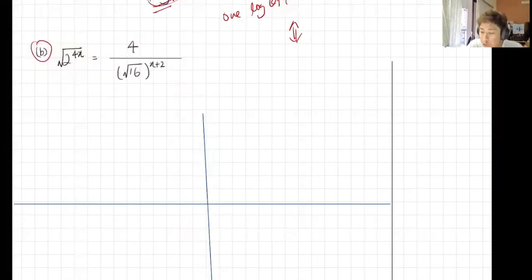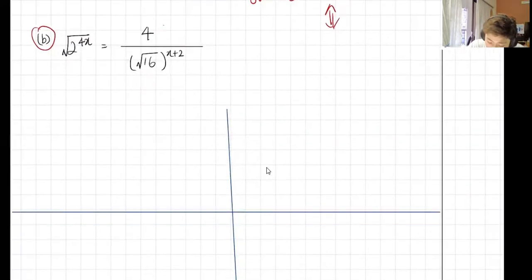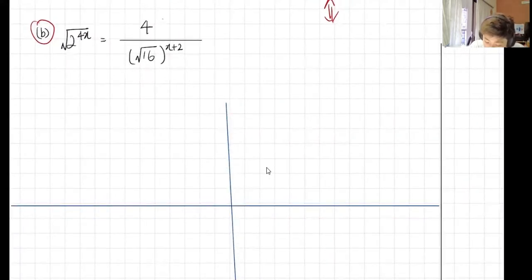Immediately when I see this question, the first thing that came into my mind is that 2, 4, and 16, all 3 of them, can be expressed in base 2. Because 2 is 2, 4 is 2 to the power of 2, and 16 is 2 to the power of 4. So they can be expressed as 2 to the power of something, therefore they are a base of 2.